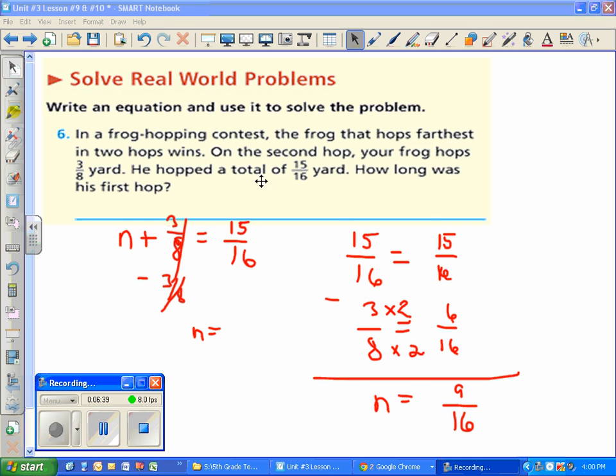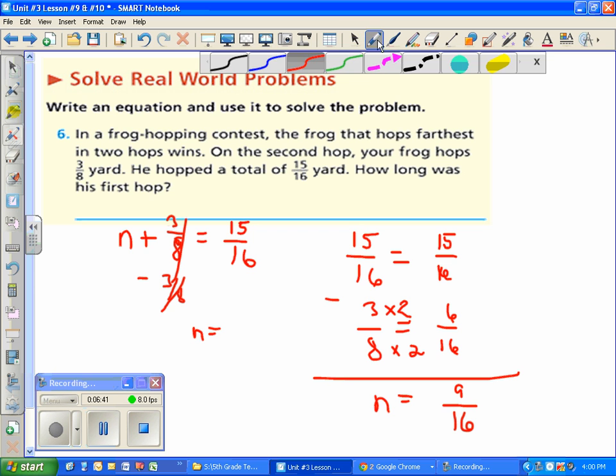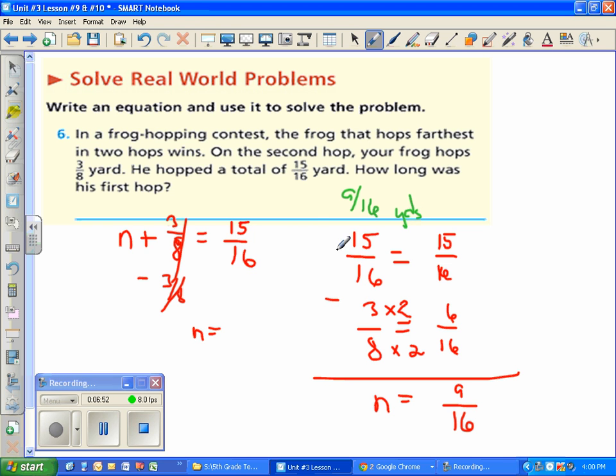So for your final answer, you would have 9/16 yards. And that would be what n equals. And that's the first hop, right?